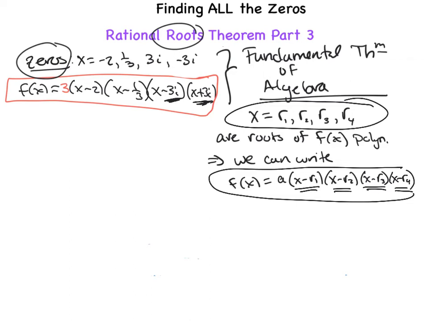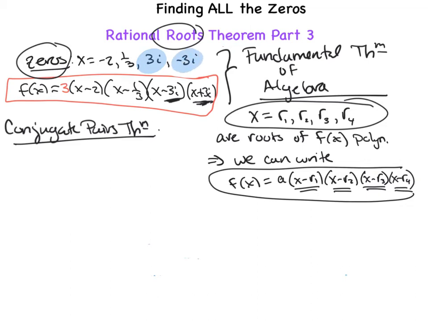The second thing that I want to point out about this is called the conjugate pairs theorem. And that theorem says, if you know that one imaginary number or complex number is a root of your polynomial, then you know his conjugate, which means change the sign on the imaginary part, his conjugate is also a root.